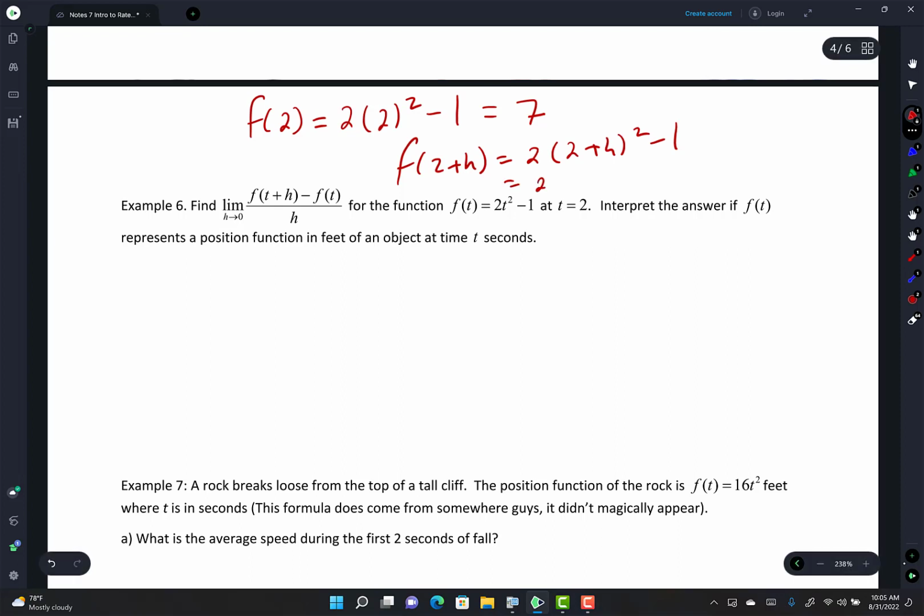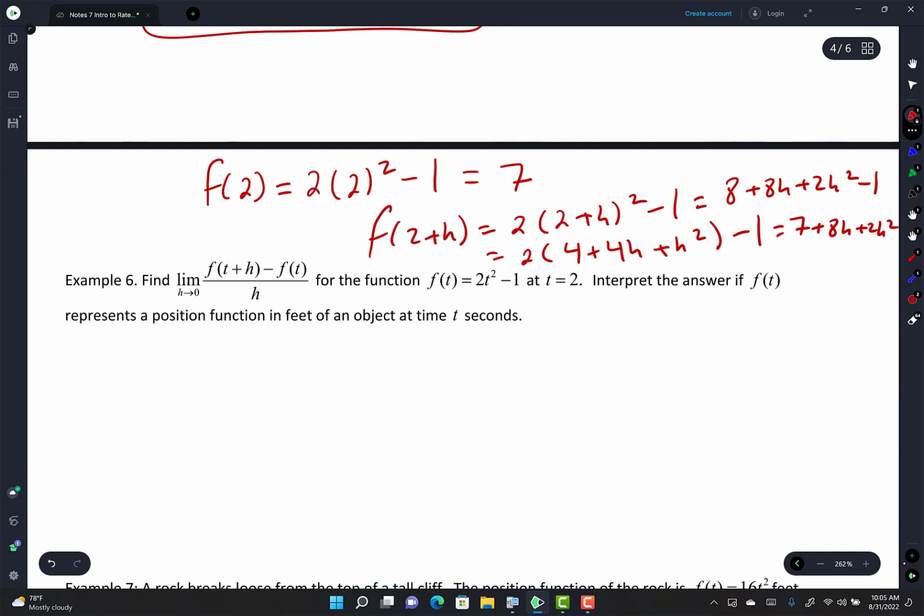So let's see what this is. 2, parenthesis, 2 times 2 is 4, 2h plus 2 times h is 2h, but I'm going to have 2 of those, so plus 4h. And then h times h is h squared, minus 1. I still need to distribute that 2, right? So here's what that is. I get 8 plus 8h plus 2h squared minus 1, which is finally 7 plus 8h plus 2h squared. I know, guys, I'm sorry that I went from one to the other. Are we okay?